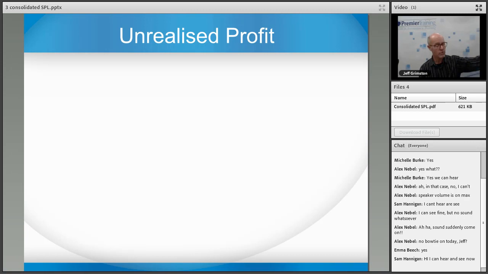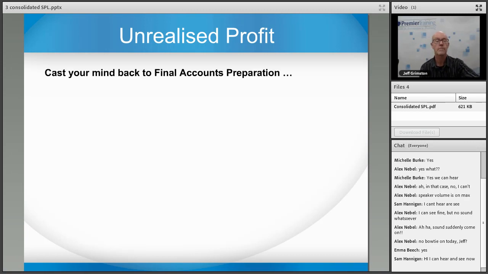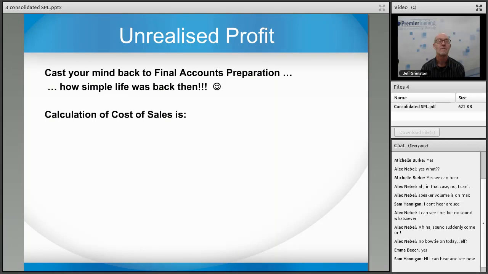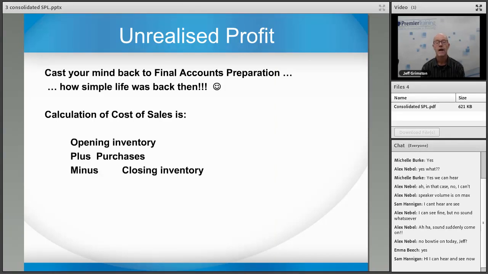Now let's think, how do we calculate cost of sales? Cast your mind back to the advanced level, the advanced diploma. Wasn't life easy then? Calculating the cost of sales is opening inventory plus purchases minus closing inventory. And that gives us cost of goods sold.